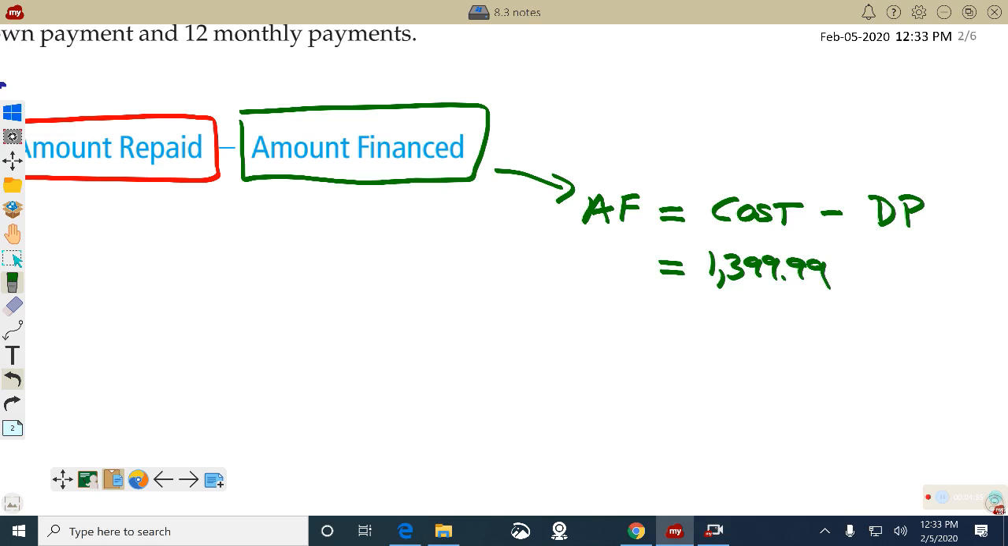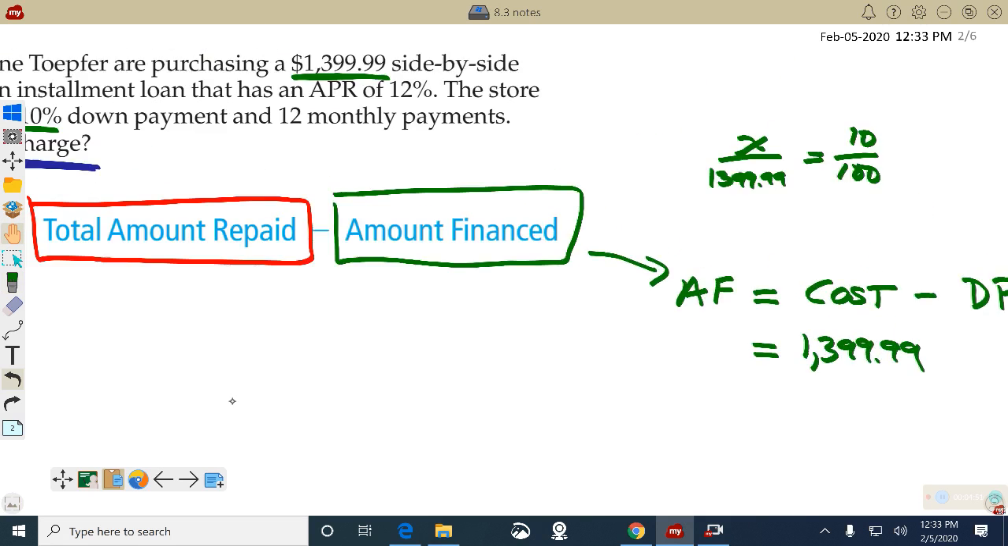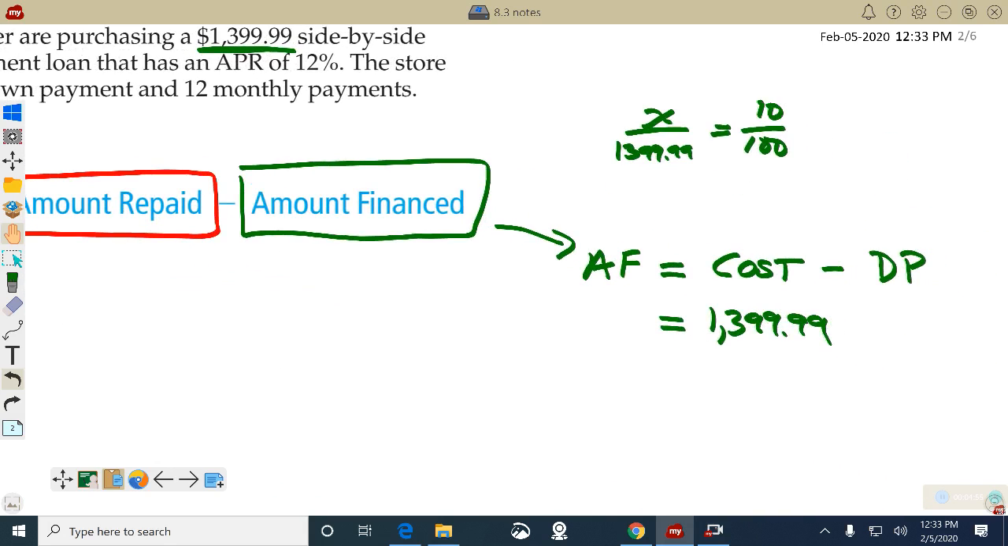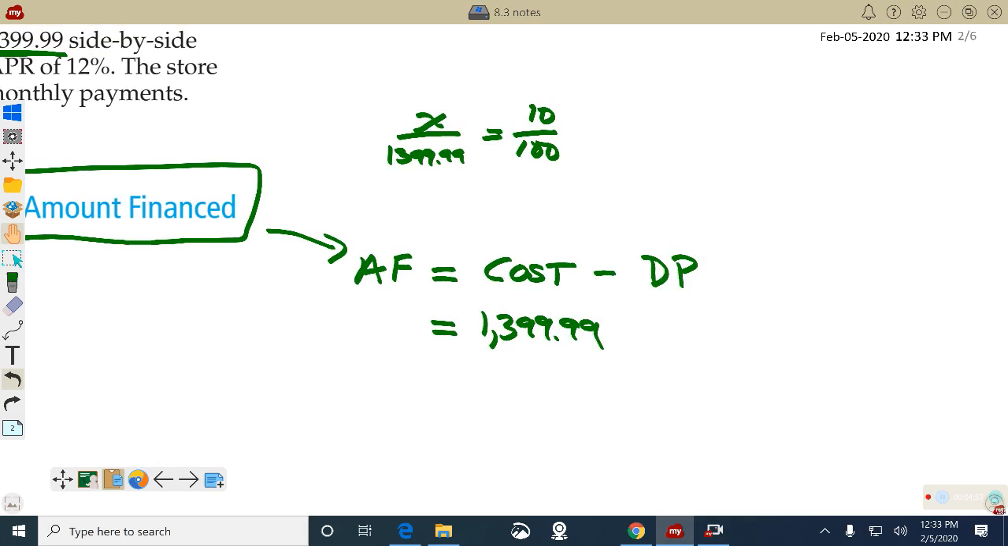How are we going to find the down payment? Well, the down payment is 10% of that, right? So let me come over here. 10 over 100 equals x over 1,399.99. I'm finding the down payment because 10%. That's what this said. 10% down payment. So I'm using the part to whole method. Multiply this, multiply that. Let's do it.